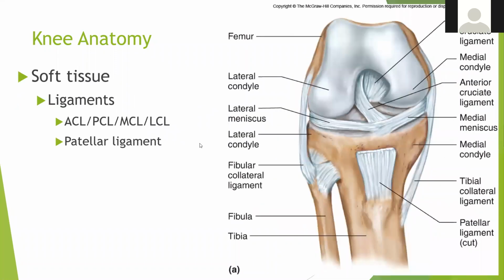There's a bunch of soft tissues that are in the knee. The ones you should know are really the ones that everyone should know. You have 5 major ligaments that surround the knee, both inside and outside. The 5 ligaments you should know are your ACL, your PCL, your MCL, and your LCL. You should also know your patellar ligament.